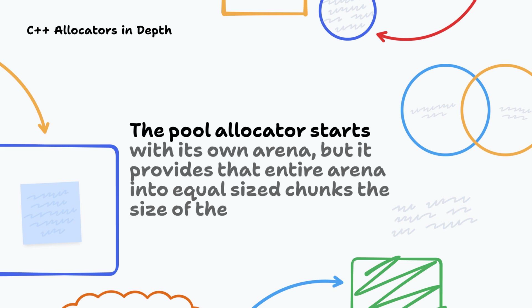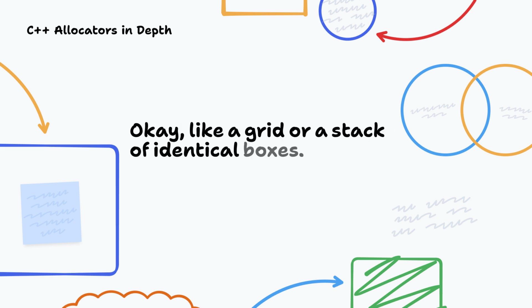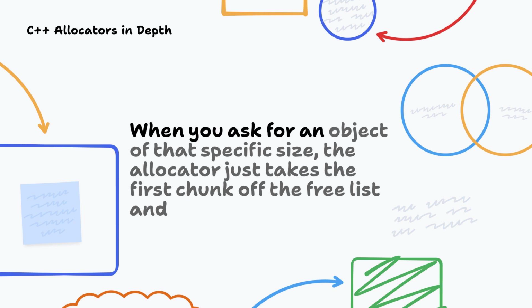The pool allocator starts with its own arena, but it pre-divides that entire arena into equal-sized chunks, the size of the object you want to allocate. Okay, like a grid or a stack of identical boxes. Exactly. And it maintains a free list, which is basically a linked list of all the chunks that are currently not in use. Right. When you ask for an object of that specific size, the allocator just takes the first chunk off the free list and gives it to you.